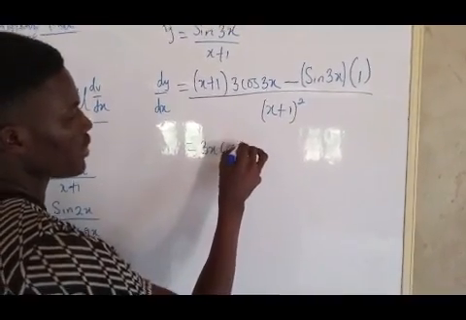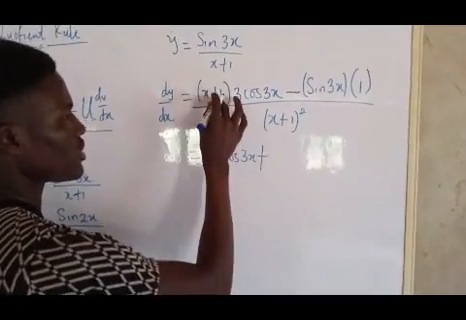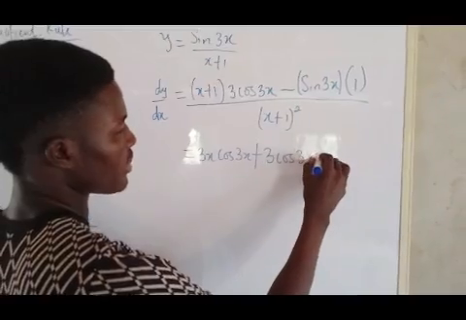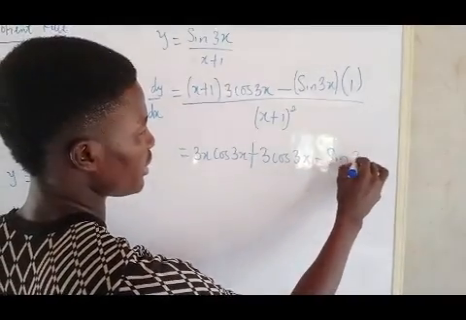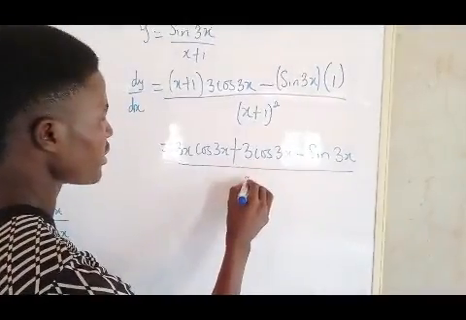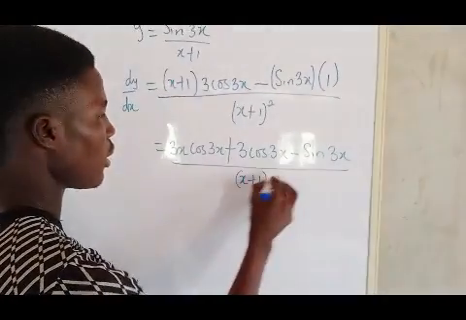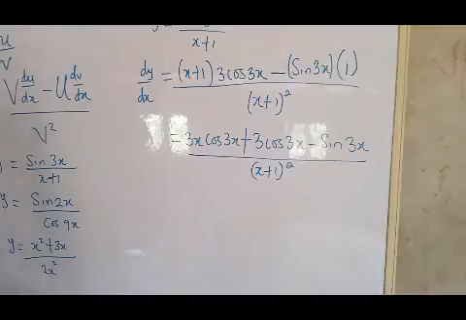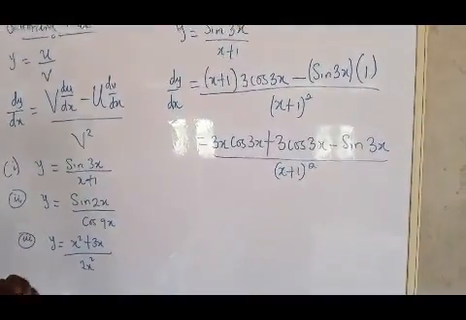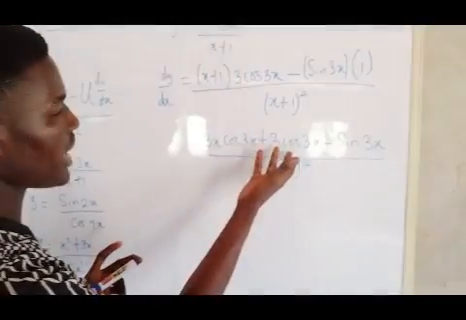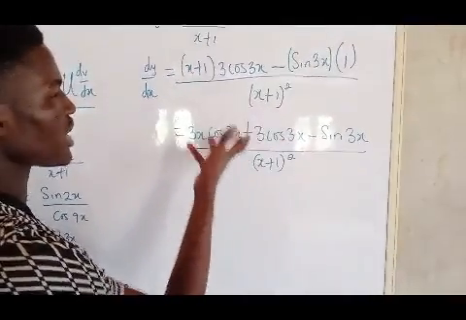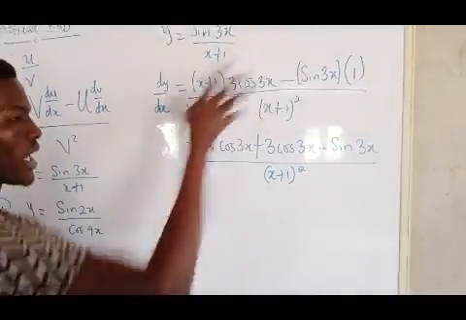(x plus 1) times 3 cos 3x, minus what? Sine 3x, because this times this will give you sine 3x, all over x plus 1 all squared. Do you get that now? So this will be your answer. Do you understand? You can go ahead and check what is coming between this and this, which is still this, and it will give you back this one.